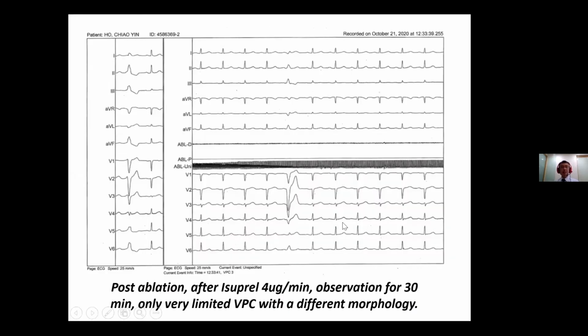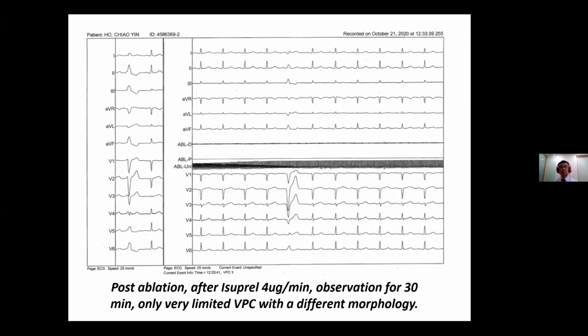After the ablation, we add isoproterenol to see if there is any PVC coming from another location or the original PVC. And we also observe for 30 minutes. You can see in this slide, the left side is the original PVC and the right side is very limited PVC after adding isoproterenol. This PVC morphology is different from the morphology we observed in the beginning. So that means this PVC is from another location.